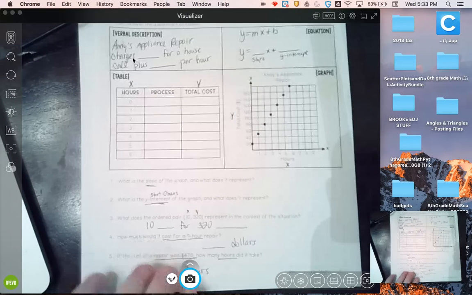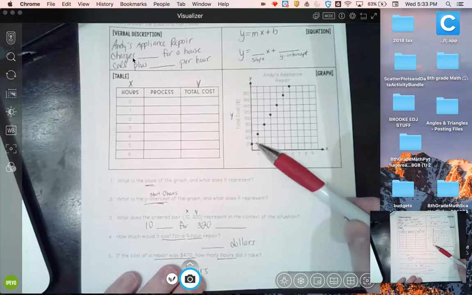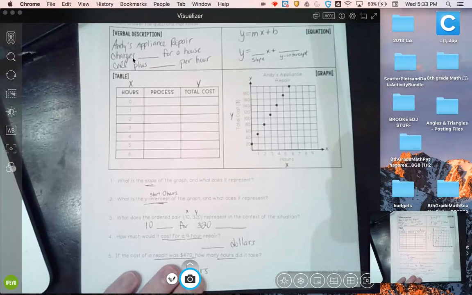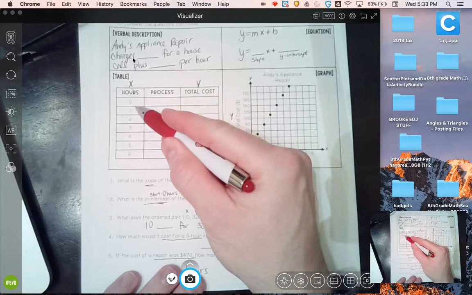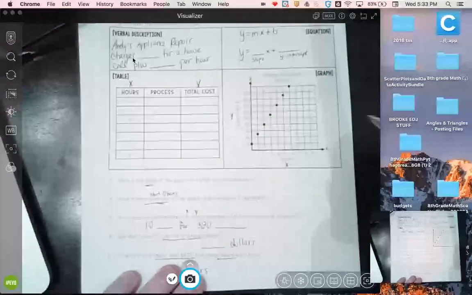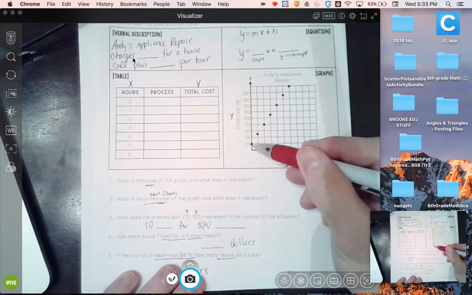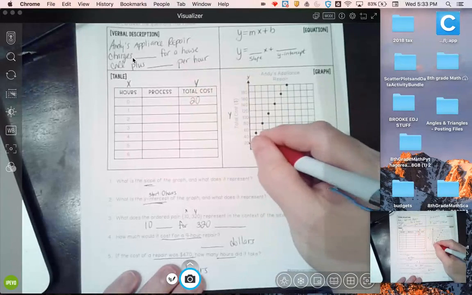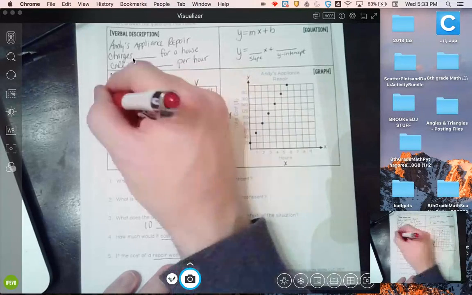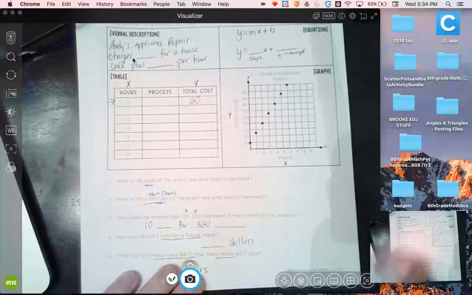But I don't have any information, Mr. O. You actually do have information here. Your information starts right here on the graph, and I can fill this in. So 0 hours, that's my ordered pair. Well, how much does it begin with? I'm going to start at 20 bucks. I took it right off the graph. Bam, 20. That could be my y-intercept. Hint, hint, hint.